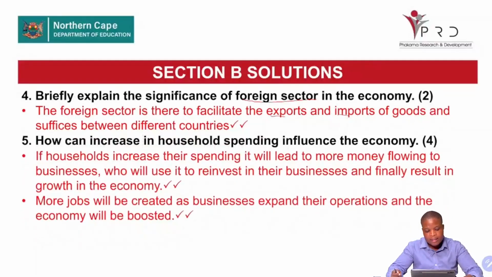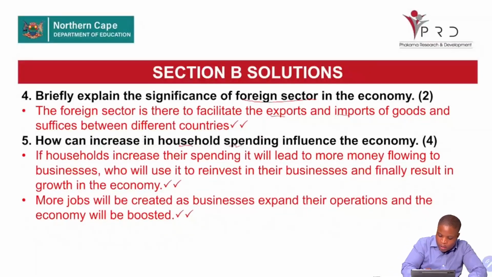How can an increase in household spending influence the economy? When we spend as households, what will happen? In economics, we've learned that when one person spends, it becomes someone else's income, meaning there is a multiplier effect taking place. So when we spend, we trigger production, meaning goods and services will be produced. When those goods and services are produced, people are employed, and the economy also grows because there's more production in a country. So these are the possible answers.